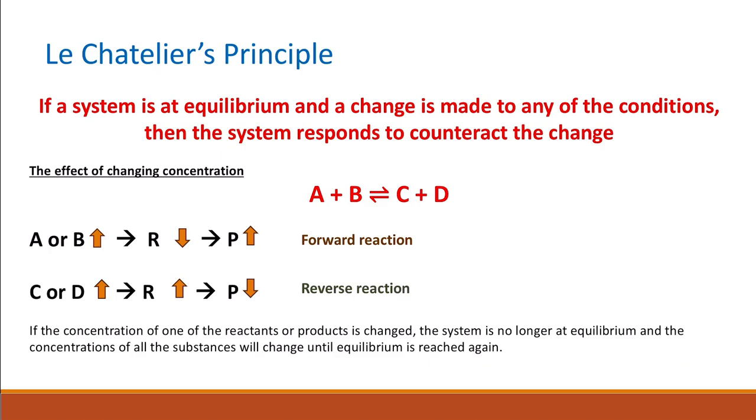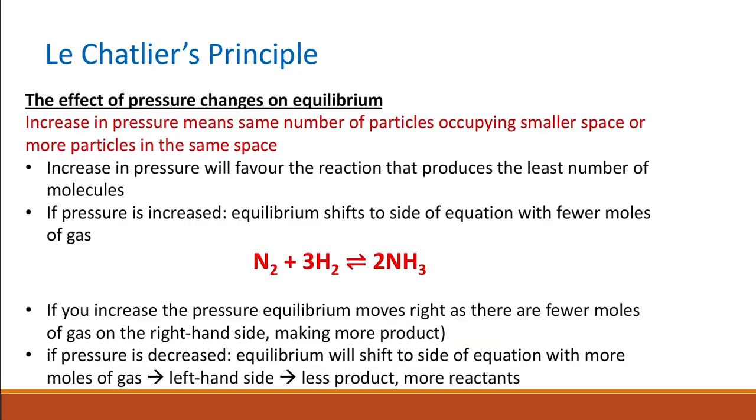So if we increase the concentration of the reactant, for example, the system is no longer at equilibrium because the concentrations of reactants and products are not constant, they have changed. So to counteract that effect, the position of the equilibrium will be pushed toward the forward reaction, so more product will be produced in this case, and vice versa. So if we add more of the product, then the position of the equilibrium will be toward the reverse reaction, or towards forming more of the reactants.